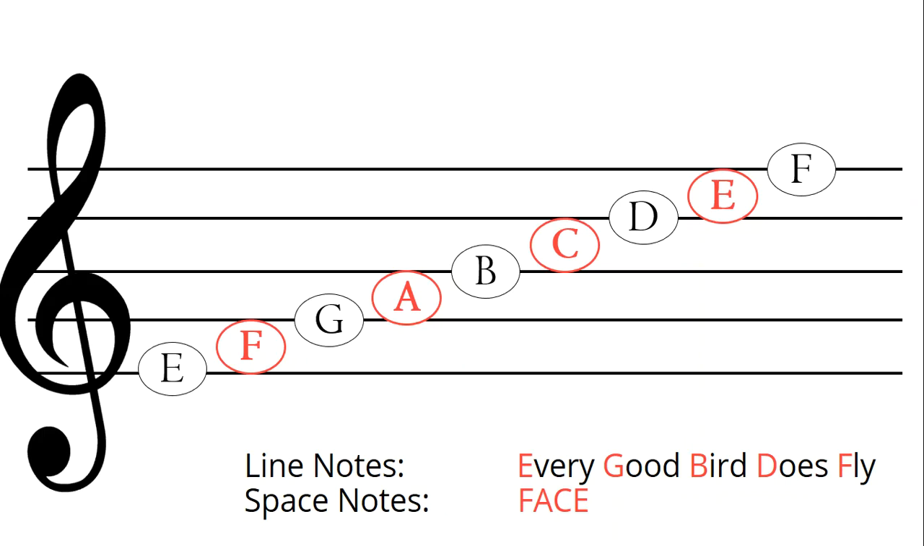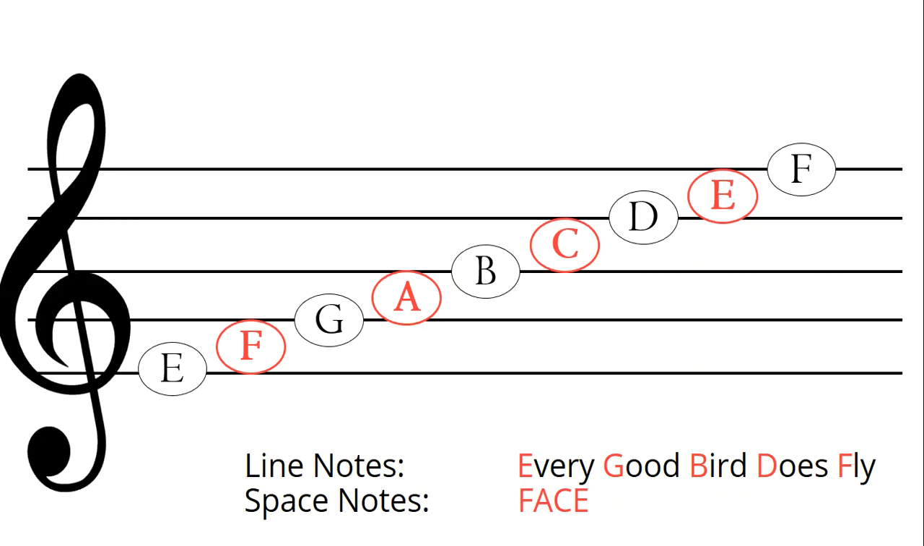So if you see from bottom to top, it is in chronological order. So E, after E comes F, after F comes G, after G comes A, after A comes B, after B comes C, then D, E, and then F.